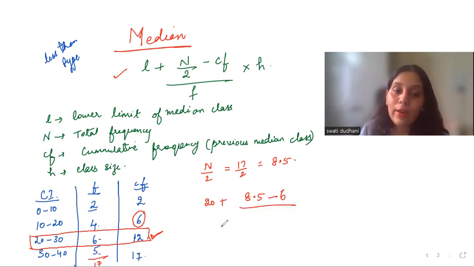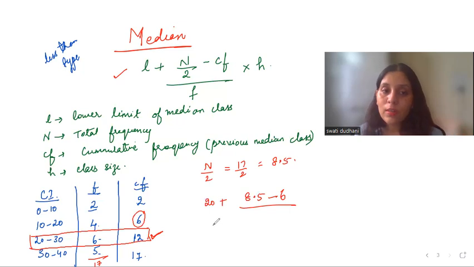By F. F is the frequency of the median class, that is 6, into class size. What is the class size? The difference of the class interval is 10. So I hope this is clear. It's very easy. There's just one formula in median.